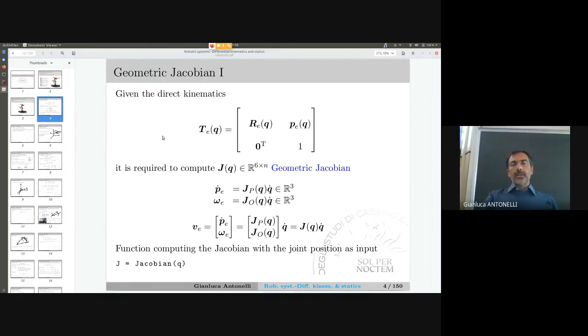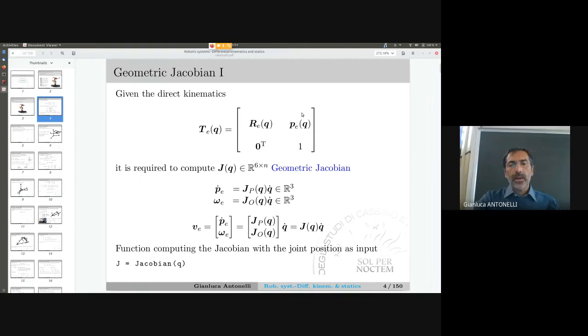So what is the geometric Jacobian and how are we going to quantify it? We have seen already direct kinematics, and we have seen that I developed a way to systematically compute this 4x4 homogeneous transformation matrix. I am able to compute the rotation from the end effector to the zero frame and the position of the end effector expressed in the zero frame. The last row is constant, is 0, 0, 0, 1 by definition.